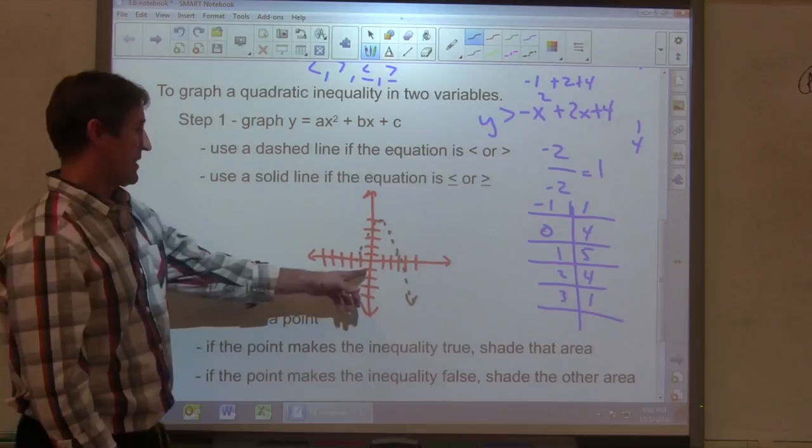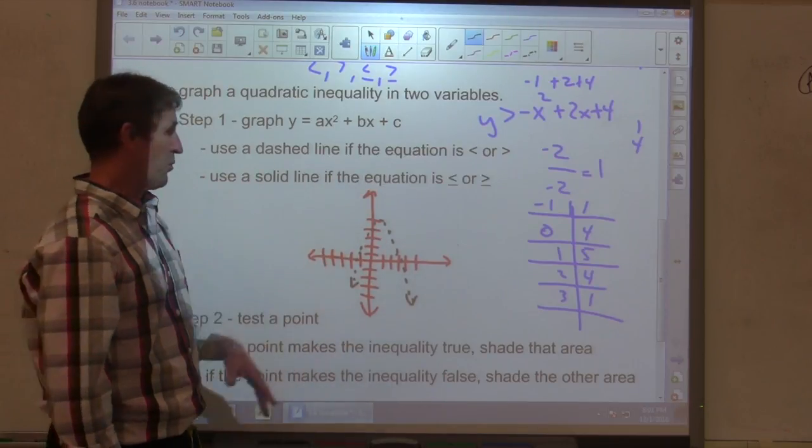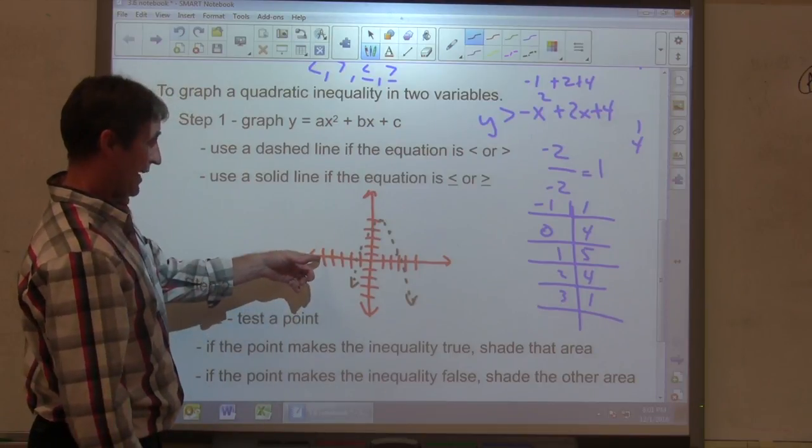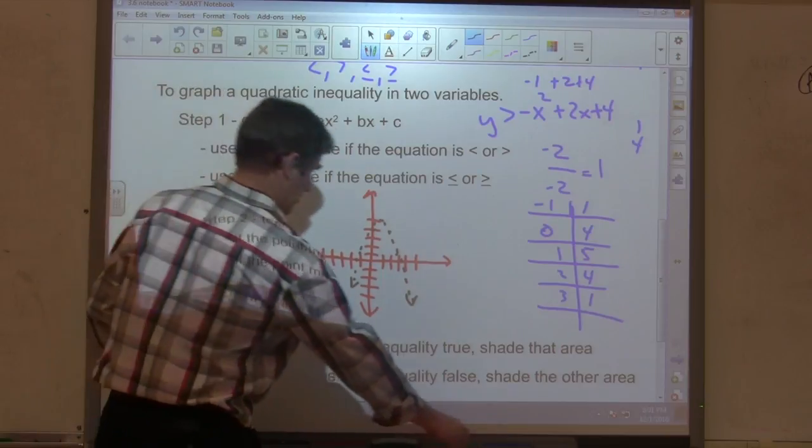Again, it's easy to see that (0, 0) is inside this. If (0, 0) is clear, you can pick any number you want. It doesn't make any difference. You can check (-5, 0) or (5, 0). You can pick any numbers you want. It's just that (0, 0) is quick.